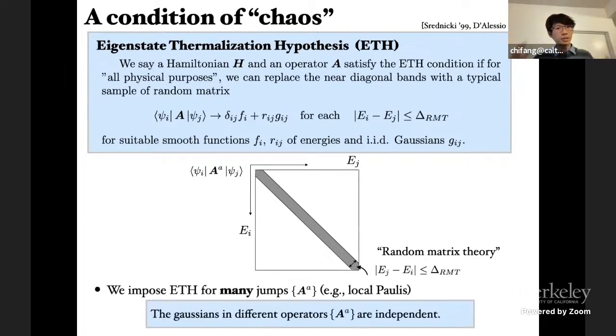Today we need ETH for many operators because we have many jumps. We can take them, for example, to be local Paulis, and we just treat the Gaussians as independent across the different jumps. Okay. So it turns out this is enough to guarantee thermalization or rapid mixing of these quantum Markov chains.